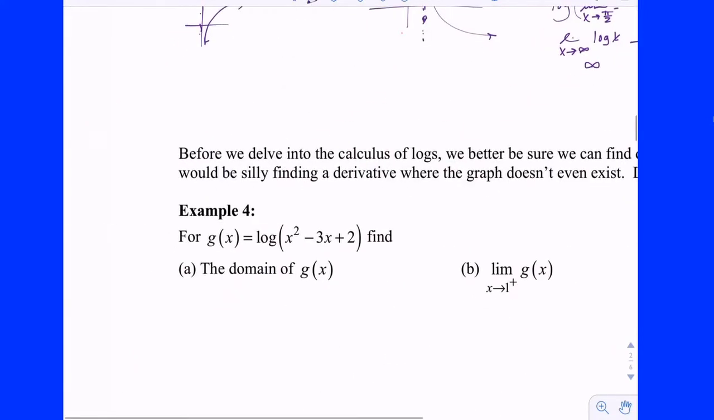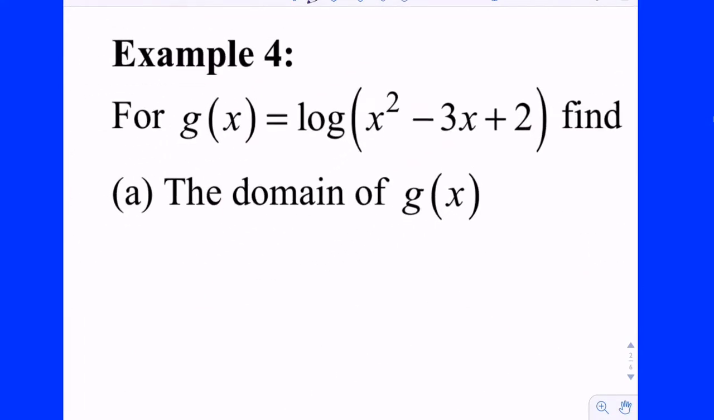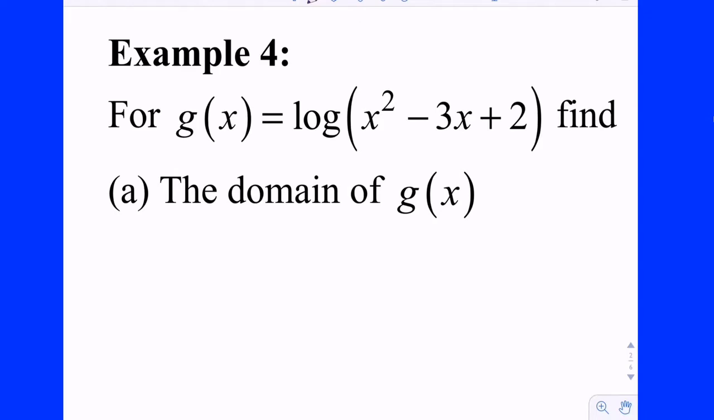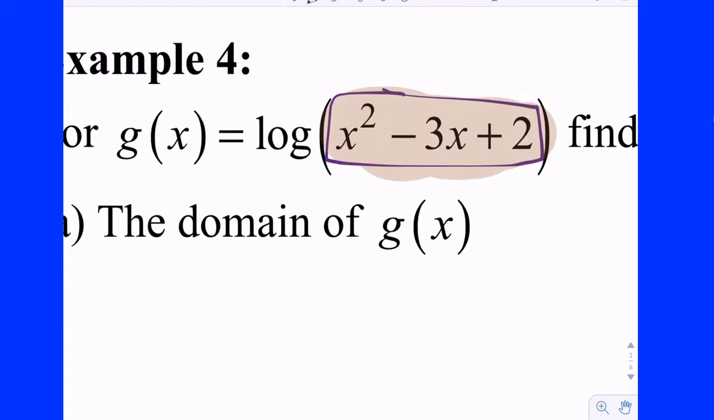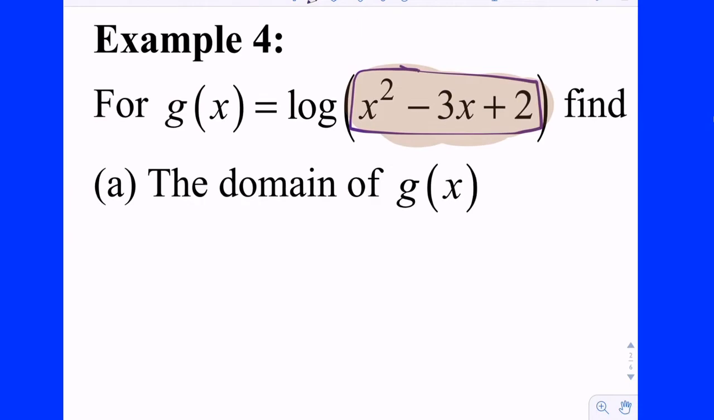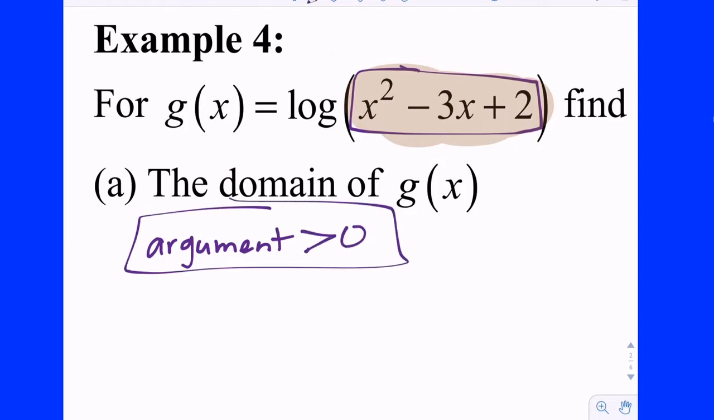Okay. Finding domains of functions. Example 4. In general, we don't want to take the square root of a negative, divide by 0, or in this case now, take the log of anything that's not positive. So if you ever are asked to find the domain of a log function, or you're working with a log function and you need to know its domain, the simplest way to find it is to take the argument, which is the thing you're taking the log of, and say it's strictly greater than 0.